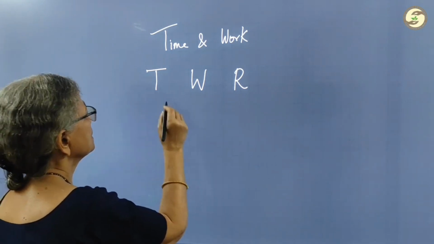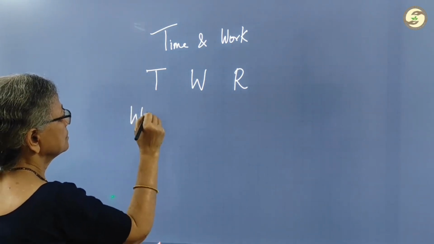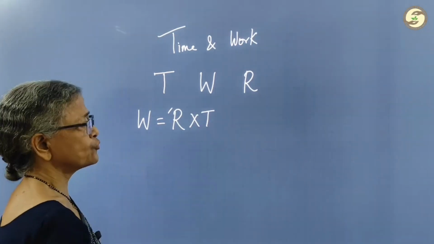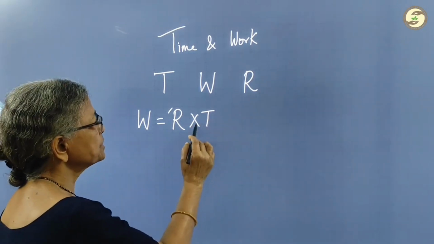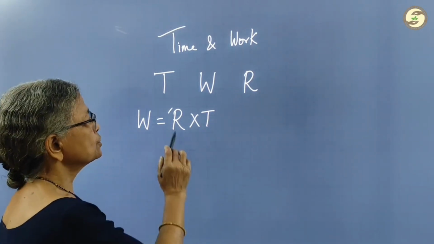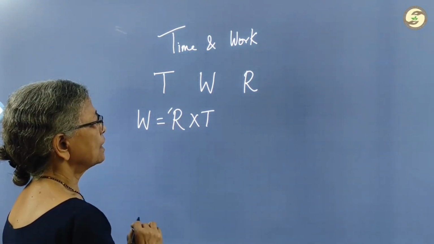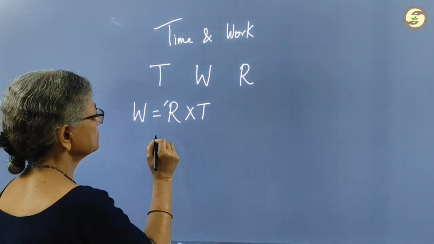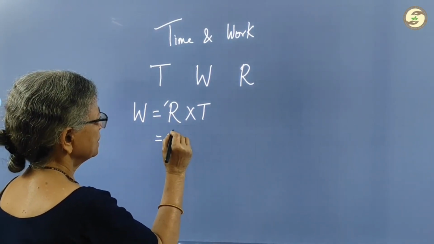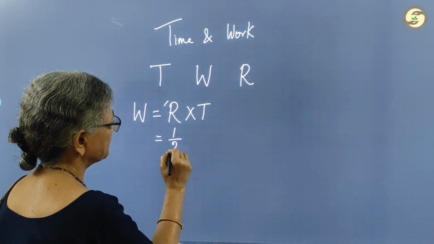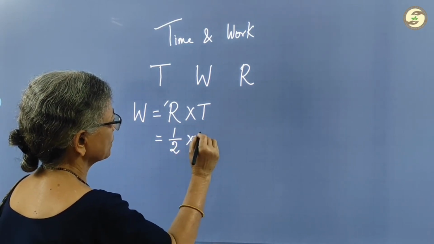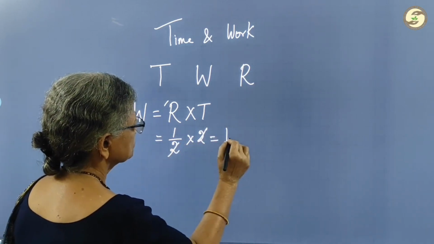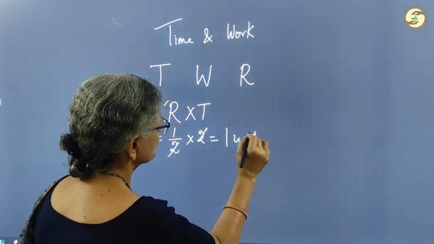So what is the relation? W is equal to R into T. Why? R is the rate of work done in 1 hour, and the total time required by Amit is 2 hours. So in 1 hour he has done half of the work. In 2 hours he will do the complete work. So for Amit, the work done will be rate of work, that is half of the wall per hour, into time 2 hours. So the work comes as 1 unit. Total work is always taken as 1 unit.